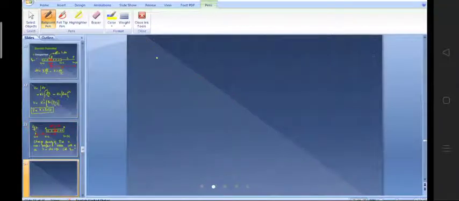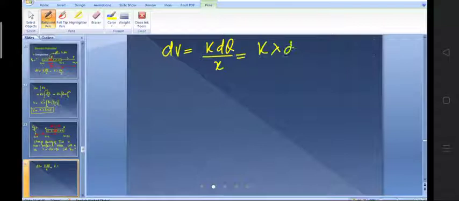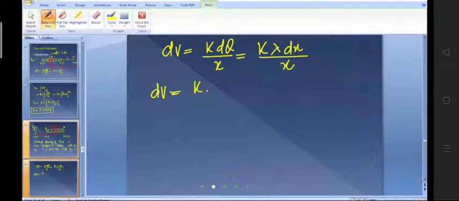Okay, so I will write it like this. Pay attention here. So dv will be equal to k multiplied by dq divided by distance, which is x. dq will be replaced by lambda into dx divided by x. Then this lambda will also be replaced. dv is equal to k multiplied by lambda, and in place of lambda what will we write?